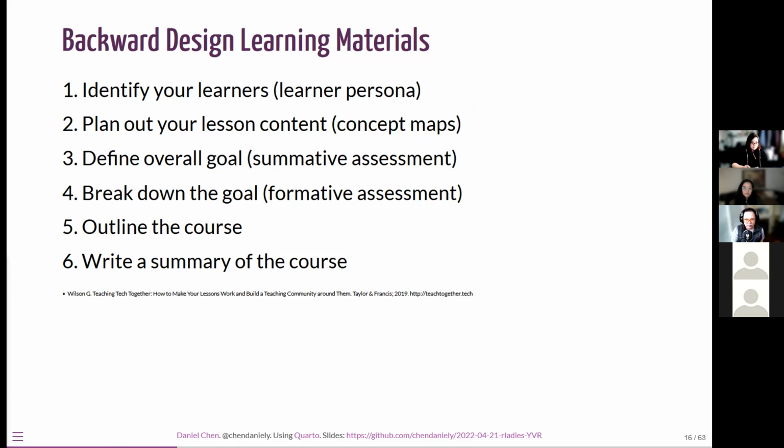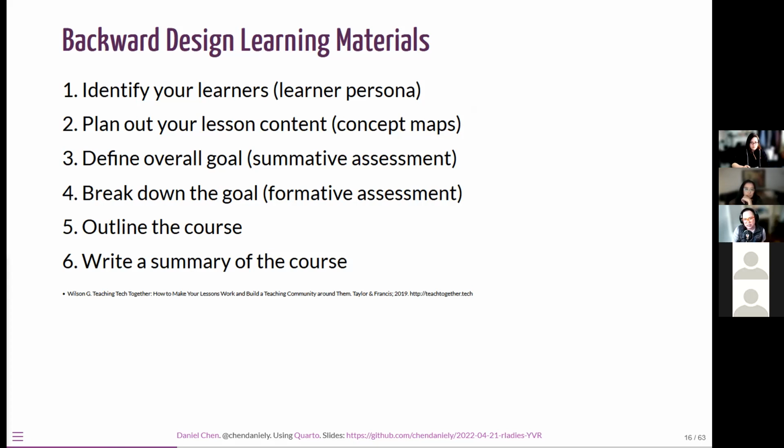plan out your lesson content by trying to figure out what your learners know, and you're mapping out how to get them from where they are to what you want them to know. And the way you do that is you create an end goal, also known as a summative assessment, or if you've been in school, it's like a final exam or midterm exam kind of thing.